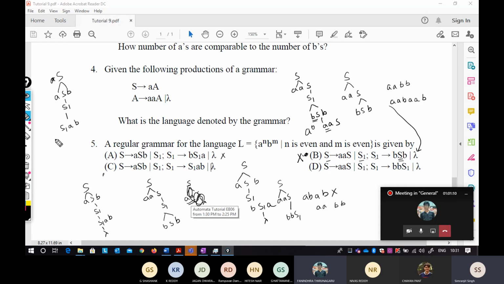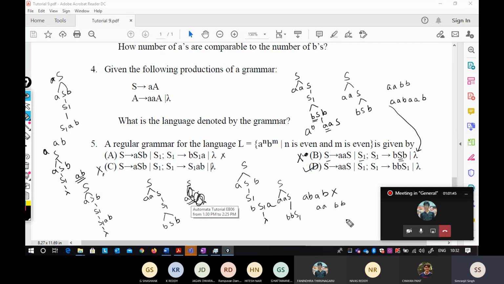Sir, in case of option C, we can take just AB. Yes, absolutely. AB is derivable from this one. So S tends to ASB, and then S goes to S1, and then S1 can go to lambda. So AB is derivable from this C, and A is odd and B is odd. So that is also eliminated. So the only option left is D.